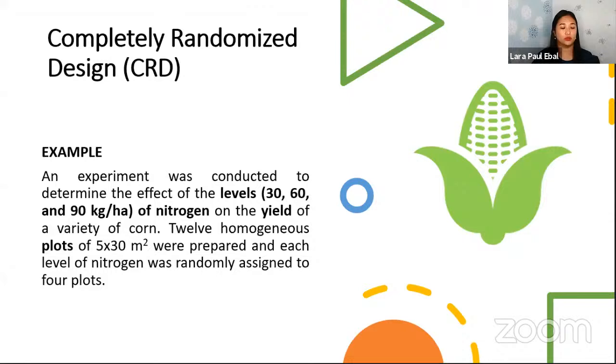So an experiment was conducted to determine the effect of levels, so we have 30, 60, and 90, of nitrogen on the yield of a variety of corn. This is a very common example actually, ginagamit ito sa Instat. So 12 homogeneous plots, so imagine the plots, were prepared and each level of nitrogen was randomly assigned to 4 plots. So meron kang 3 levels, then you randomly assign these levels or applications to the different plots.